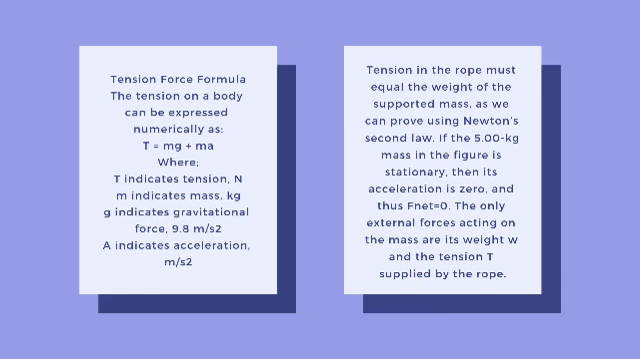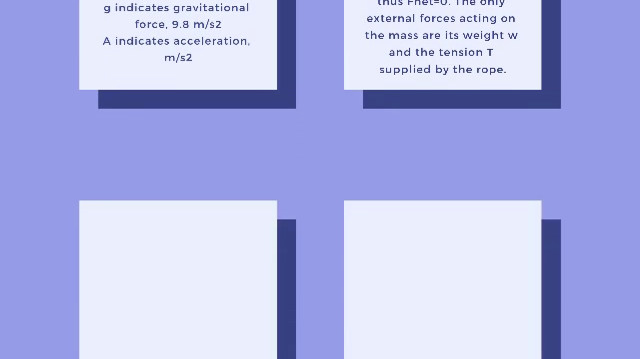Tension in the rope must equal the weight of the supported mass. As we can prove using Newton's second law, if the 5 kg mass in the figure is stationary, then its acceleration is 0, and thus, the net force is equal to 0. The only external forces acting on the mass are its weight, W, and the tension, T, supplied by the rope.